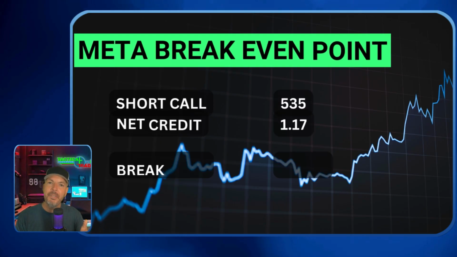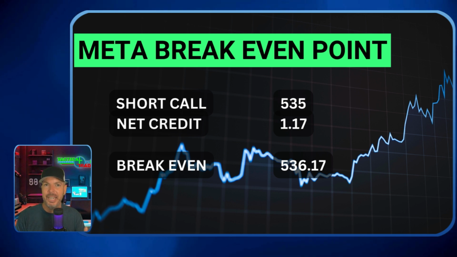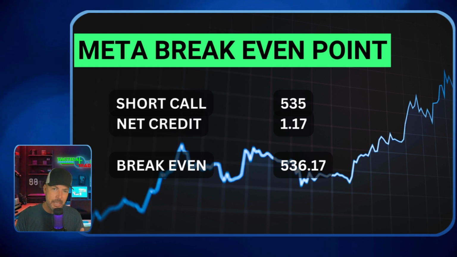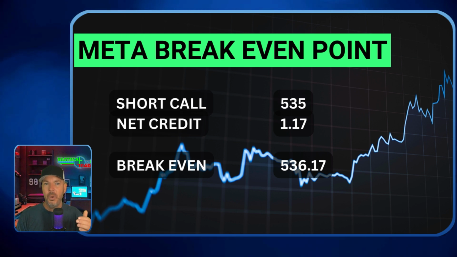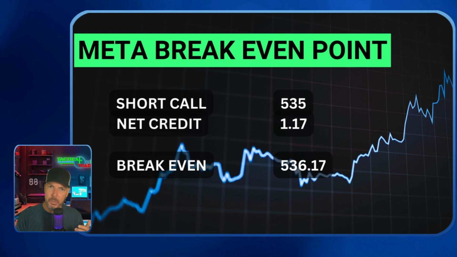Now, it's important to know where our break-even points are on any trade. So to figure the break-even point on this Meta call credit spread, we take the price of the short call of $535 and we add the net credit that we received of $1.17, which comes to $536.17. So the stock could go up to and be at $536.17 at expiration, and you would not lose money on this trade.